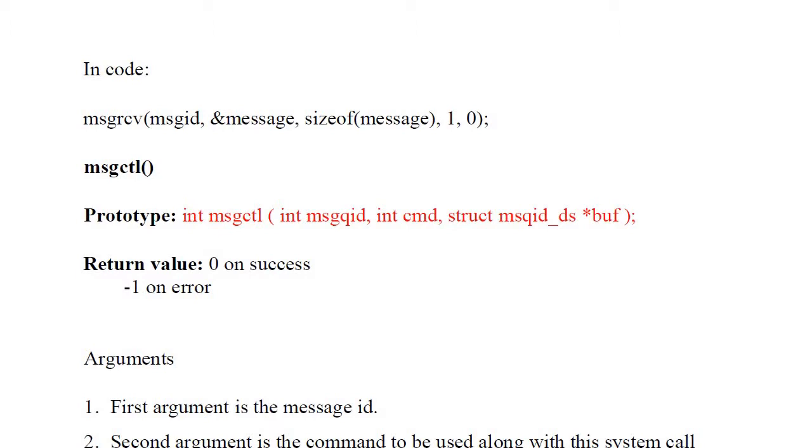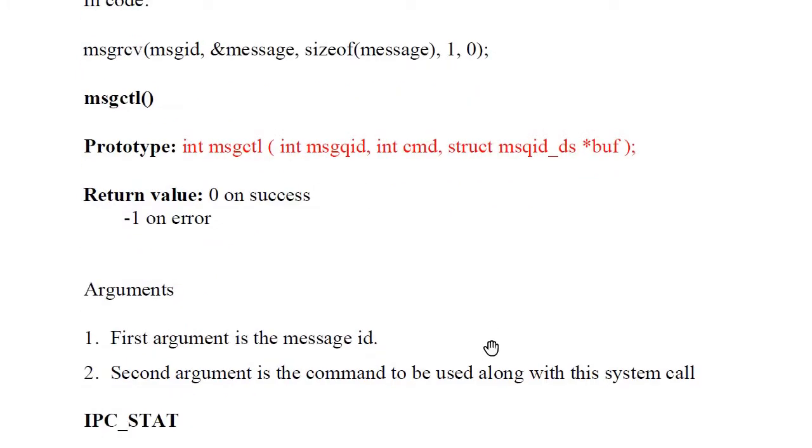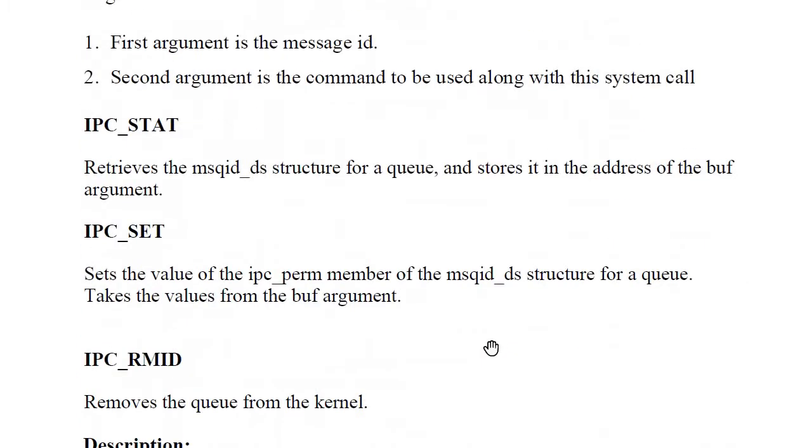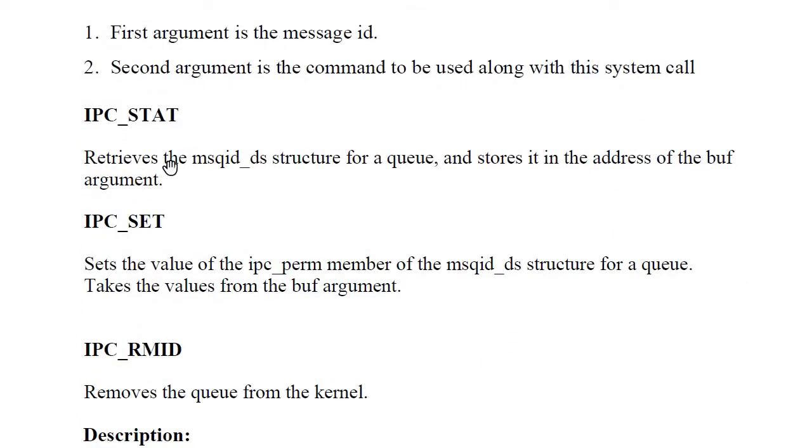The msgctl prototype is shown here. It returns 0 on success, -1 on error. The first argument is the message ID, and the second argument is a command to be used along with this system call. This second argument can take all these values. These are the commands which are used.